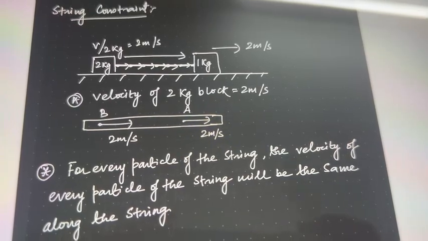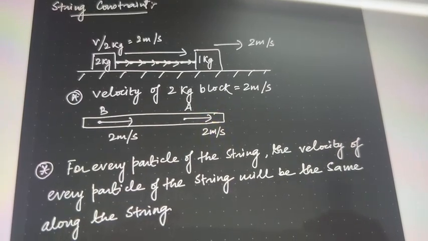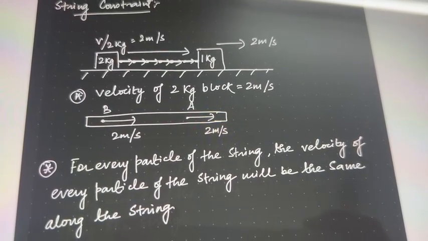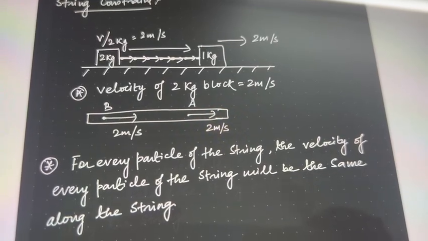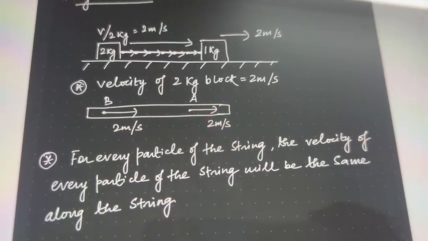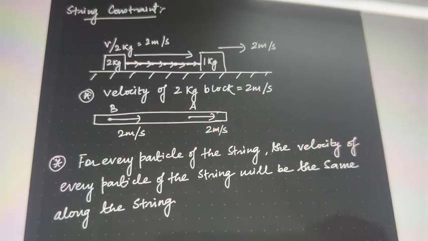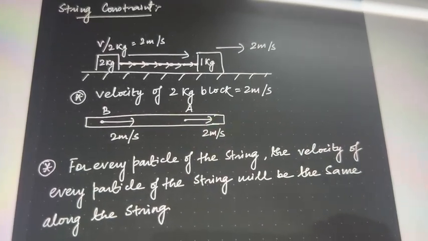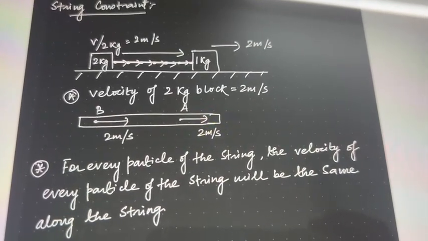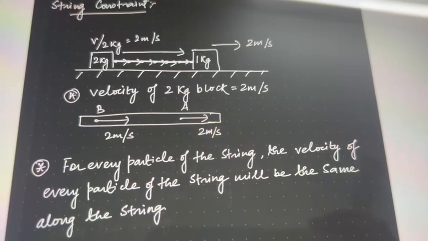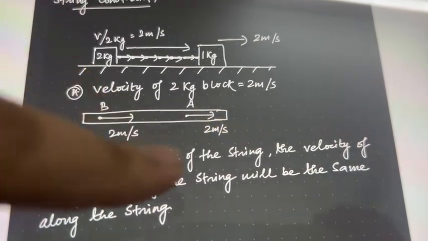Okay, and you can calculate this with the help of common sense also. Now if you see one string, there are 2 points A and B. If the velocity of A is 2 meter per second, then the velocity of B will also be 2 meter per second. So this is the rule of string constraint. For the statement, what you can write is: the velocity of every particle of the string will be the same along the string.